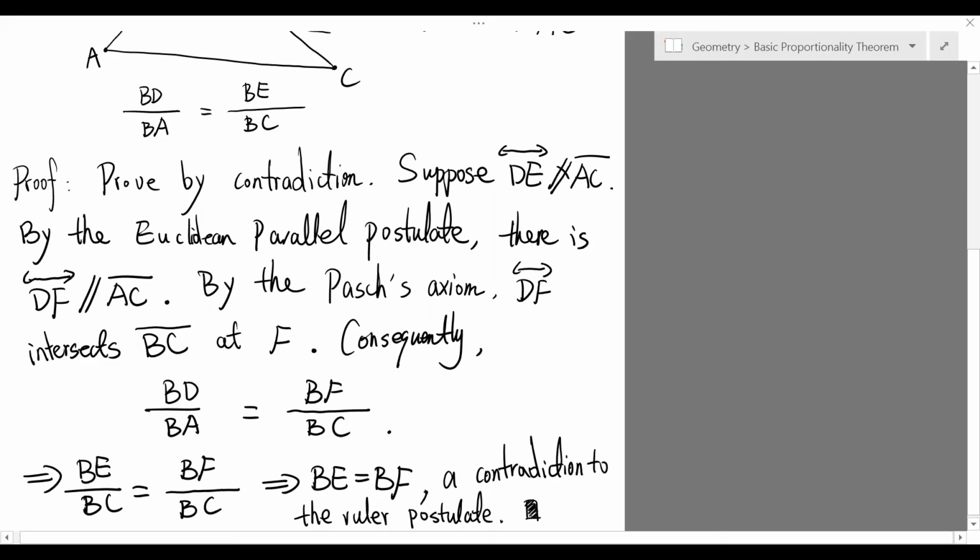And if there is a contradiction, the negation of the result must be false. Hence, we conclude that DE must be parallel to AC. And that's our proof here.